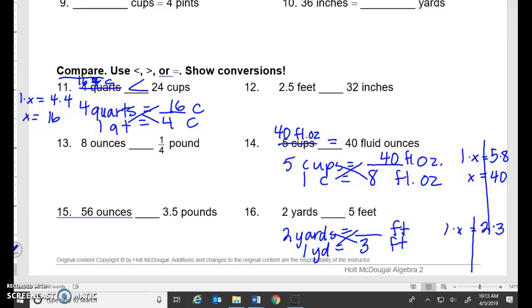Draw my line. X equals 6. So I'm going to put 6 on the line. Above 2 yards, I'm going to cross it out because I've now converted it into feet. And I'm going to write 6 feet. And now it becomes super easy to decide which one is bigger. Of course, the alligator's going after 6 feet instead of 5, right?